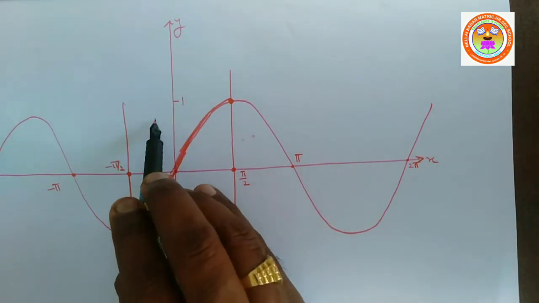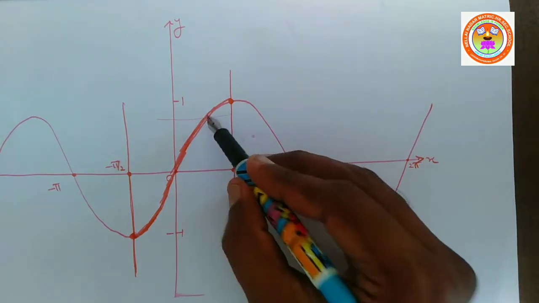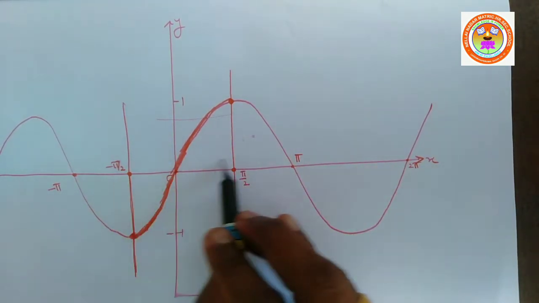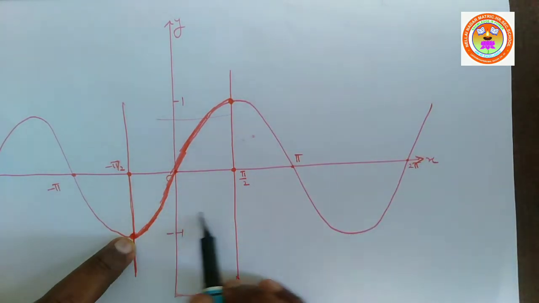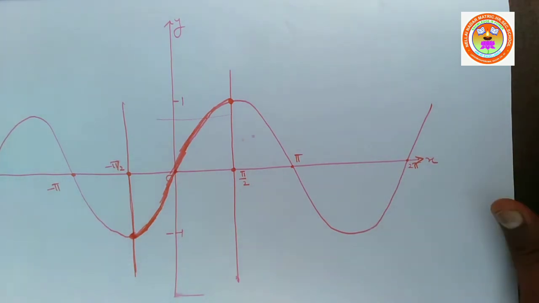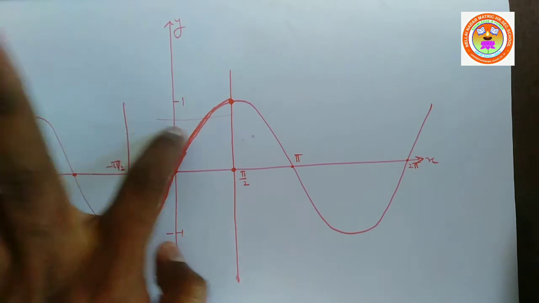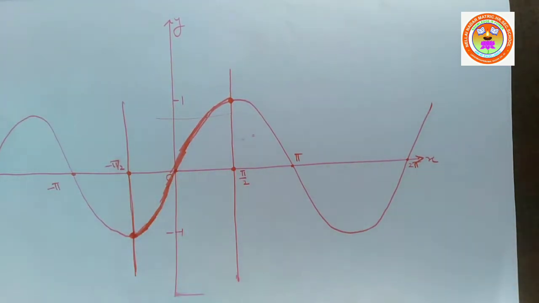If I draw a horizontal line, it cuts at only one point. Anywhere you draw in this graph from minus pi by 2 to pi by 2, the horizontal line cuts at only one point. You should not draw plenty of horizontal lines. Sir, I can draw 3 horizontal lines, and the 3 lines cut at 3 points. No, that is not it. You need to draw only one horizontal line.